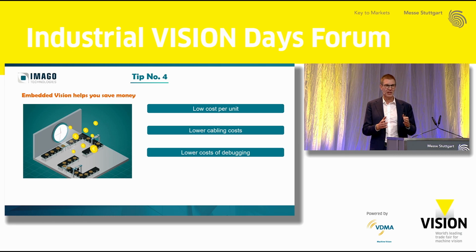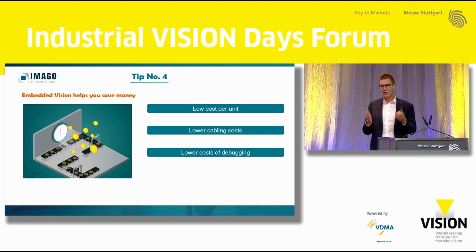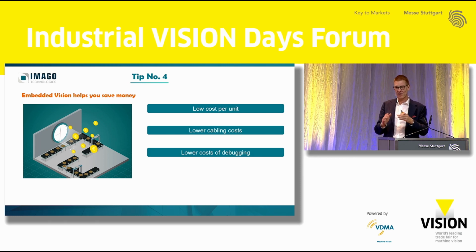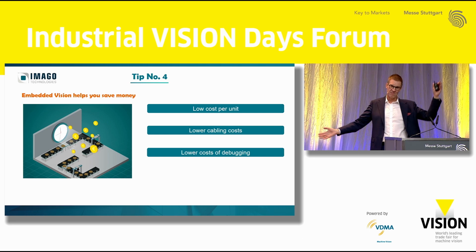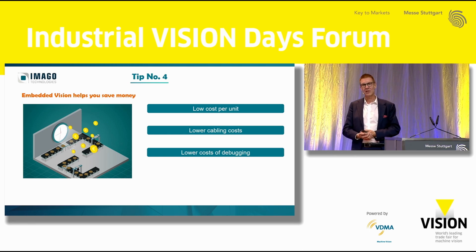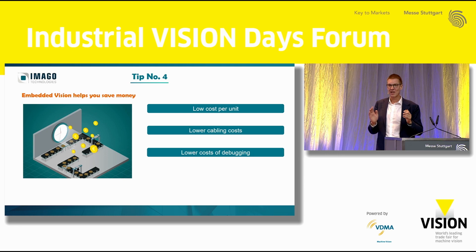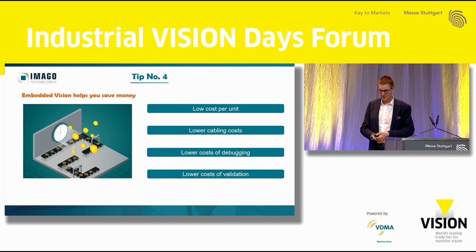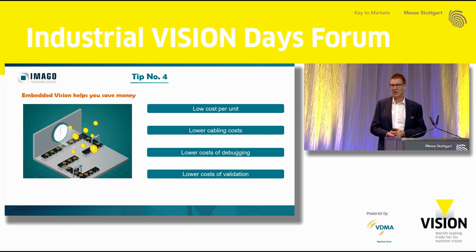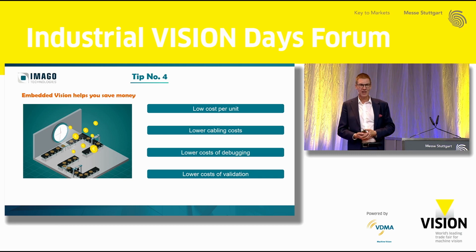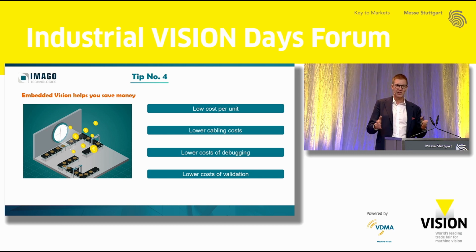You have a smaller unit with less functionality, and if there is an error, it's easier to debug the smaller device than a big industrial PC running many cameras and too many programs. And lower cost of validation. If you have to validate the system, for instance in the pharmaceutical industry, the embedded vision system makes the validation process easier.